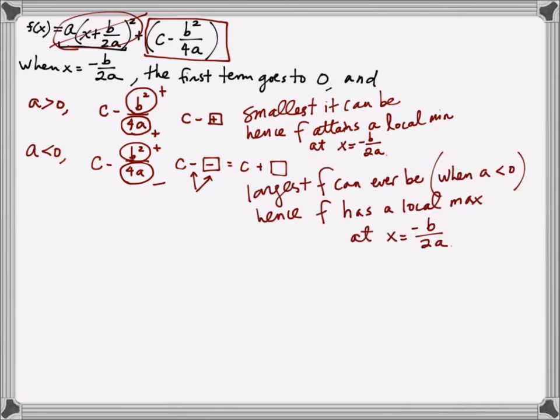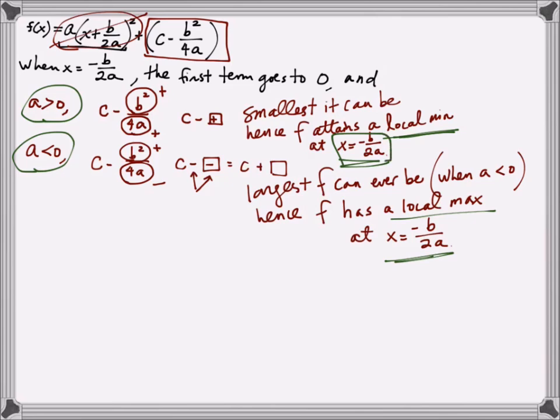So to summarize, if a is greater than 0, then we know that the function must have a minimum point at x equals negative b over 2a. And if a is less than 0, then that means the function is going to have a local maximum at the same point. It turns out this point, x equals negative b over 2a, is called the vertex point of that parabola.